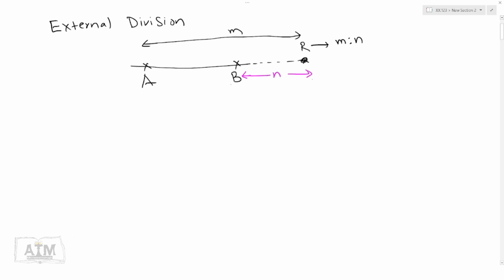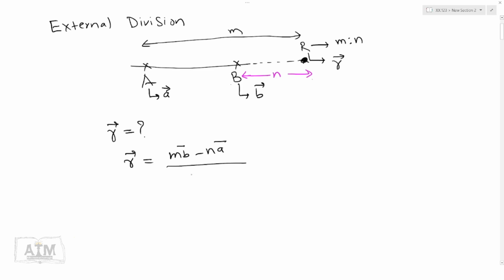Now we need to find the position vector of point R. So this is the point R. Let us say vector R, small r. So we want to find vector r equals how much. Step number 1, first decide the position vector of point A, and the position vector of point B. Then vector R is given by the formula (mB minus nA) upon (m minus n).